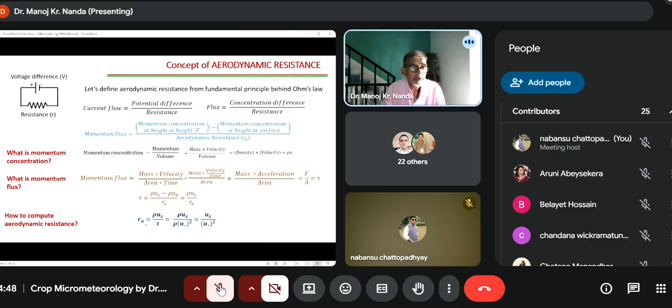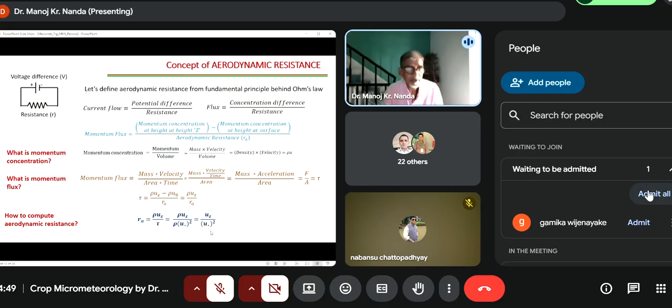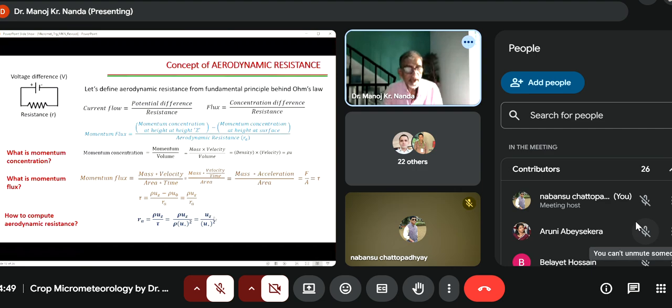From here you can get Ra is equal to rho uz by tau. In rho uz, it is as such there, and tau, we know earlier that tau is equal to rho u star square. So this rho will be cancelled, and you are getting uz by u star square. So that is my aerodynamic resistance. U star square is your tangential velocity of eddies, and u is your mean velocity at certain height z.